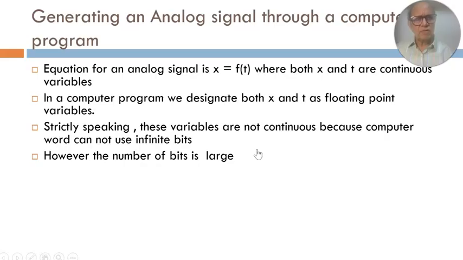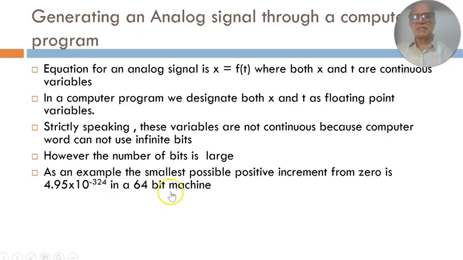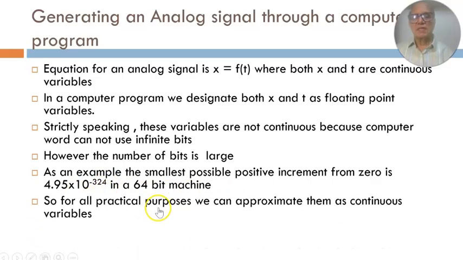To give you an example, if you consider a 64-bit machine, then the smallest possible positive increment from 0 is as small as 4.95 times 10 raised to minus 324. You can imagine this is an extremely small increment, and because of this, for all practical purposes, we can approximate these variables as continuous variables. But the important point to note is that whenever you want a variable to be simulated as a continuous variable, you declare it as a floating point variable and you get an approximately continuous variable.